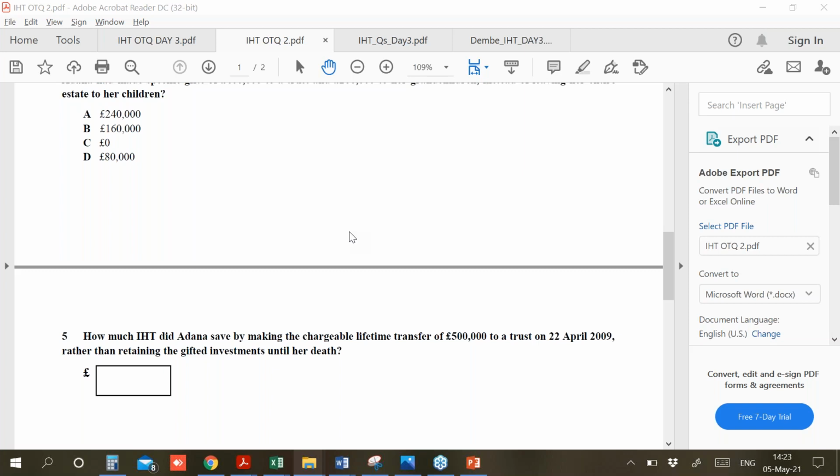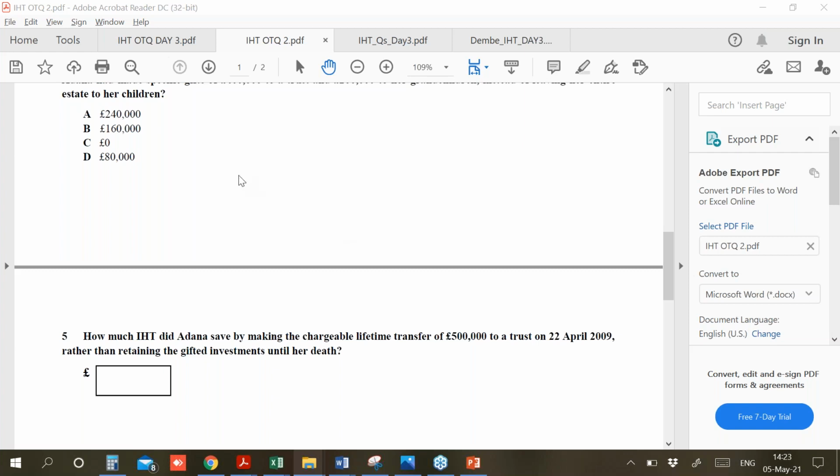When you make a CLT, the annual exemption would have been utilized by her in the lifetime. There is no annual exemption that will be available on the death. And they are not asking me about the exemptions. The only thing that they are asking about is the IHT savings. So we have to focus on the IHT payment.